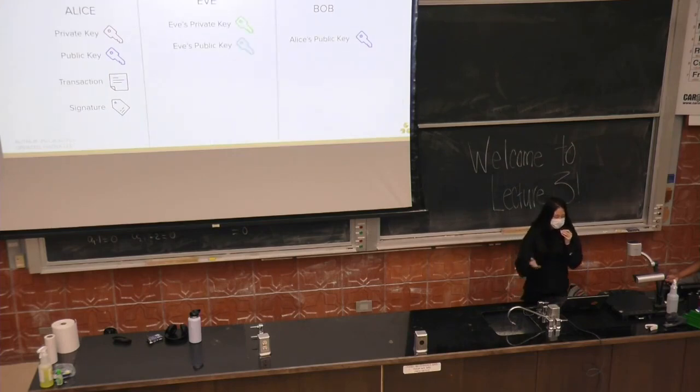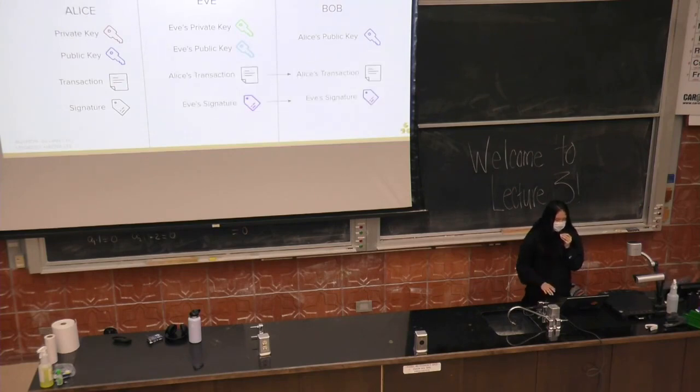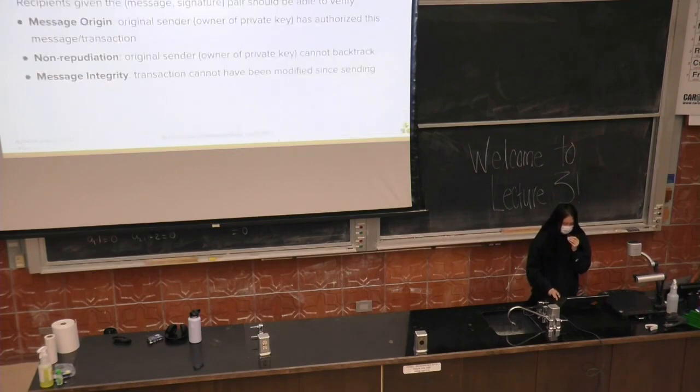Let's say there's Eve who comes in the middle. She wants to take Alice's transaction, let's say she attacked while Alice was sending her transaction to Bob. If she uses her own private key to create a signature and pretends that message was from her, even if Bob uses Eve's signature with Alice's transaction, it will basically say that no, this is not Eve who made the transaction, because he has Alice's public key.